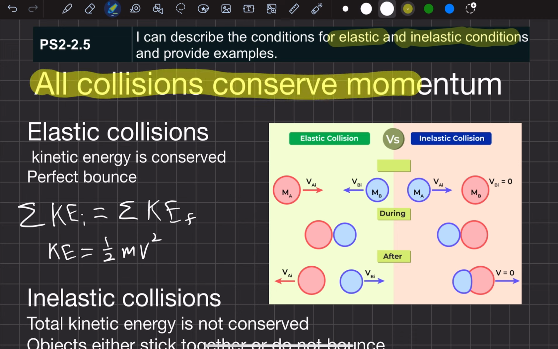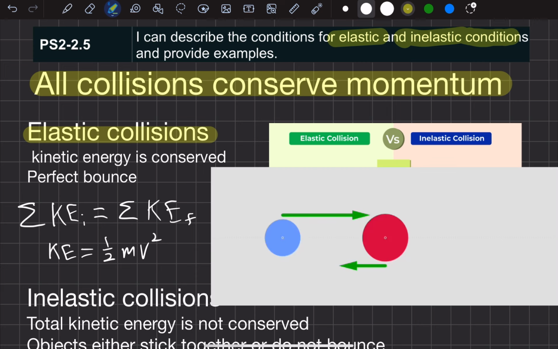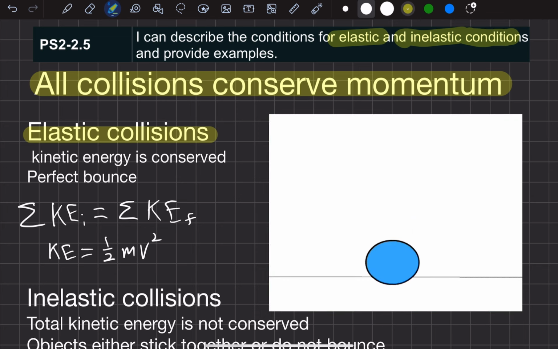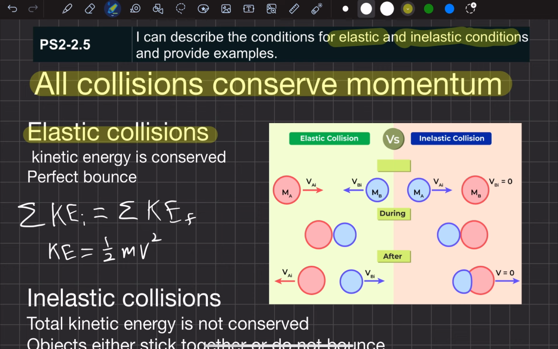All collisions conserve momentum. No matter what the collision is, all collisions conserve momentum. But elastic collisions conserve something extra. When a collision is elastic, that means it's like the perfect bounce. If you think of a bouncy ball where you drop it and it comes right back up to where it started, that would be the perfect bounce, and that would be an elastic collision. So elastic collisions, the most important thing you need to understand is that elastic collisions conserve kinetic energy.